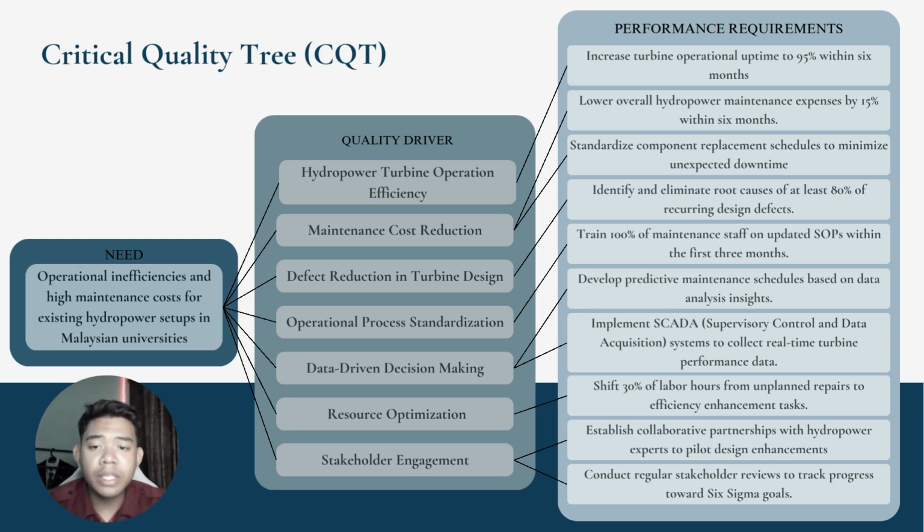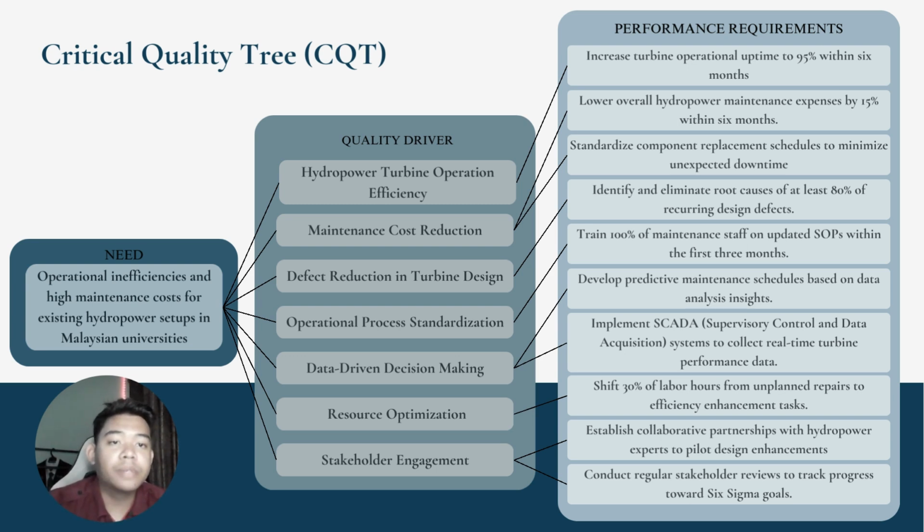So it has 7 quality drivers. For the first quality driver, hydropower turbine operational efficiency, the performance requirement is to increase turbine operational uptime to 95% within 6 months. The second quality driver is maintenance cost reduction. It has 2 performance requirements.